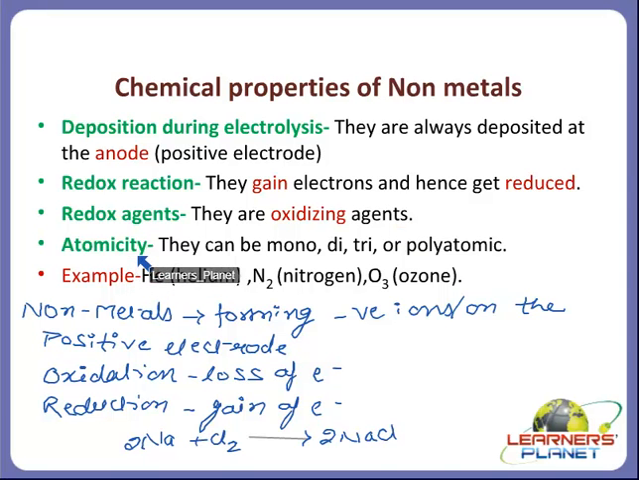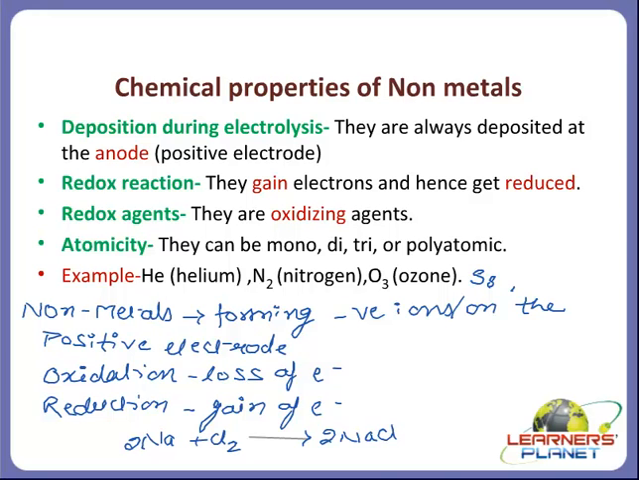Now there is atomicity. What do you mean by atomicity? Atomicity is the number of atoms present in its molecule. So these can be mono, di, tri or polyatomic. Mono means helium, diatomic, nitrogen, even ozone can come in polyatomic, this is triatomic. After diatomic all are polyatomics. And one more example, that is S8, sulfur. Sulfur is S8. It is octatomic or again polyatomic. Or selenium is again polyatomic. So these are the elements which occur as polyatomics.